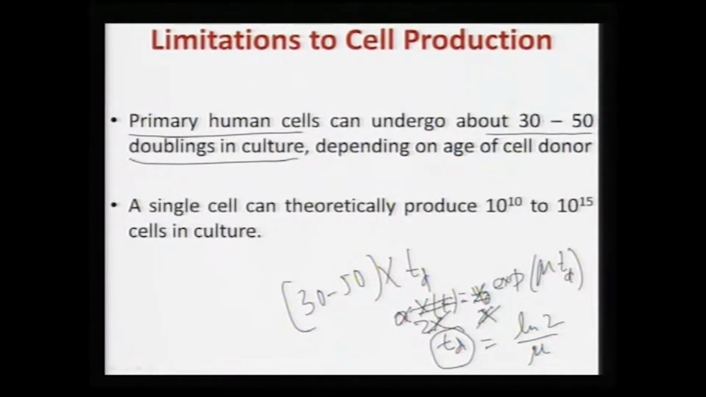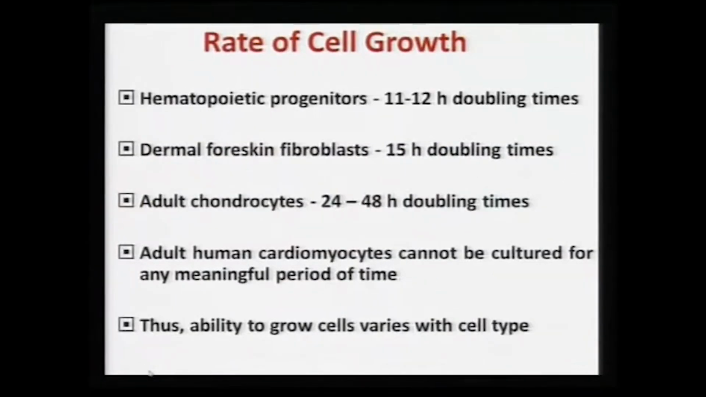Now, here it has been mentioned that 30 to 50 times doubling time is the total a cell can actually undergo, depending on the kind of primary human cells, and a single cell can theoretically produce 10 to the power 10 to 10 to the power 15 cells in culture. That is a huge number of cells that a single cell can produce, but that is theoretical, because many times these numbers may not be achieved in the real situation, depending on the culture medium.